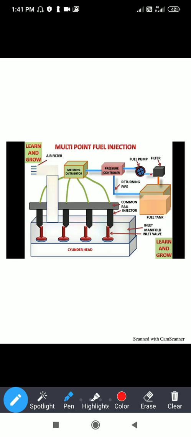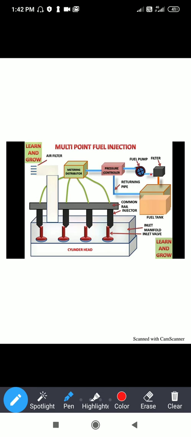Now let us see the multi-point fuel injection system. What do we mean by it, how does it work, and what construction features are used in this system? See the fuel injection methods. Why was the fuel injection method invented? What is the use of it? Fuel injection methods are used for admitting the fuel into engines. The injector is required to inject the fuel into the engine. Keep this in your mind.